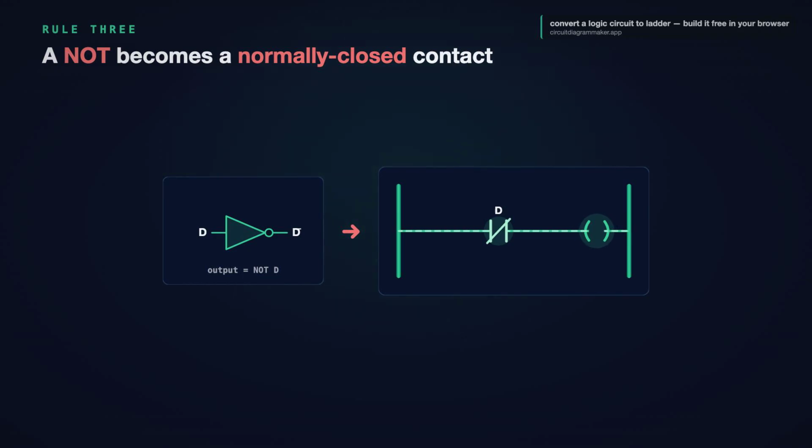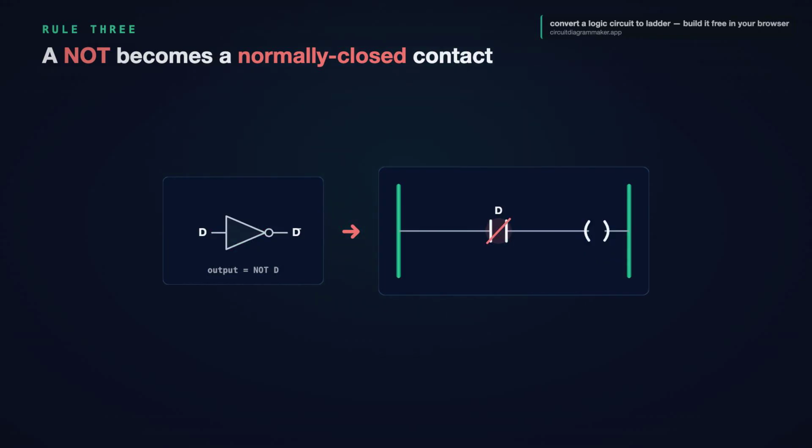Now the NOT gate, the inverter. A NOT gate flips its input. The output is on when the input is off, and off when the input is on. In Boolean, we draw a bar over the signal, or call it not A. On a ladder, we already have a contact that does exactly this, the normally closed contact.